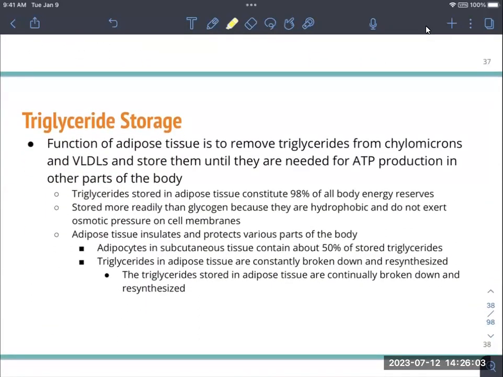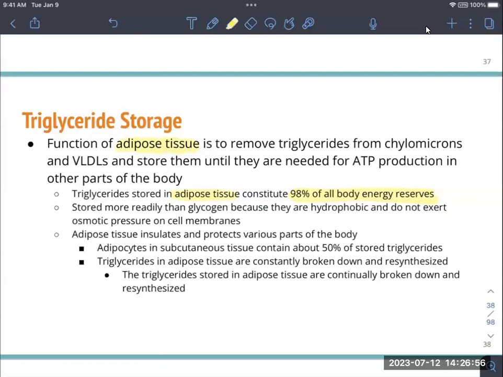So triglyceride storage. Our adipose tissue's function is to remove triglycerides and store them until they are needed for ATP production. Triglycerides get stored in those adipose tissues, and it makes up about 98% of all of our energy reserves. Triglycerides are stored and they're more readily available than glycogen because they are hydrophobic. They don't have any kind of osmotic pressure that's put on these adipose cells.